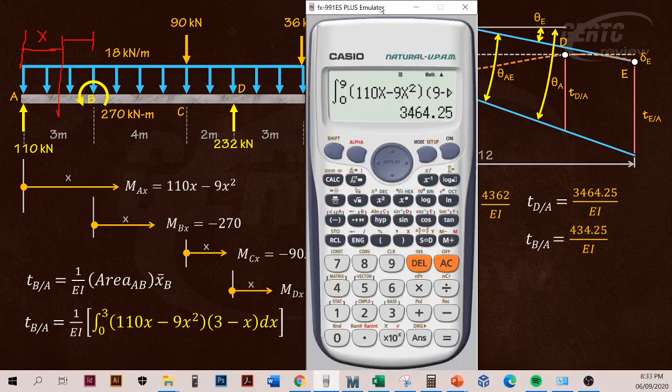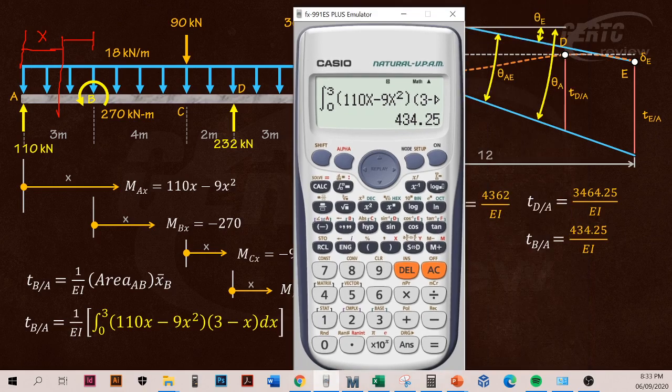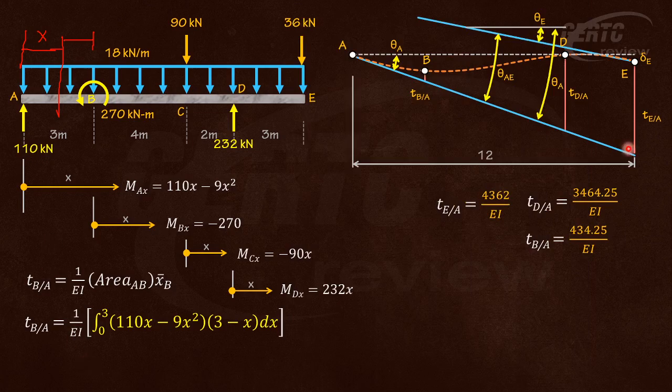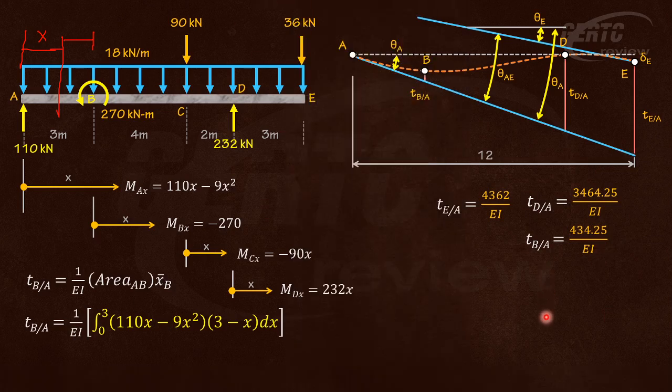I will use the calculator to make it clear. Integral of 110x minus 9x squared times 3 minus x, close parenthesis, from 0 to 3. From 0 up to 3, that's it. No more, no less. And that will be 434.25, the same value as this. Very nice.